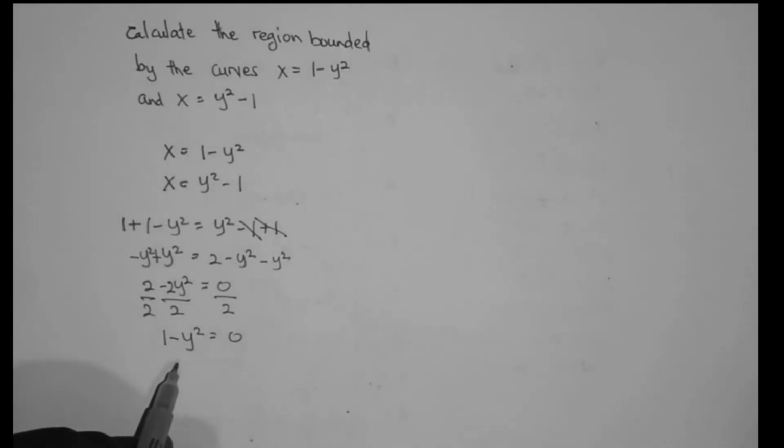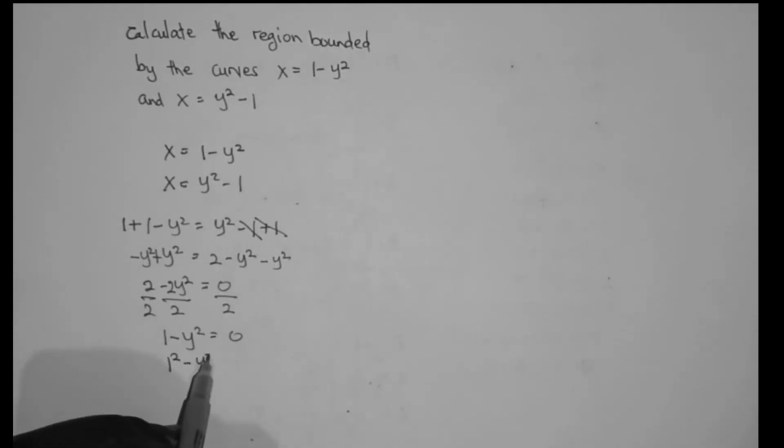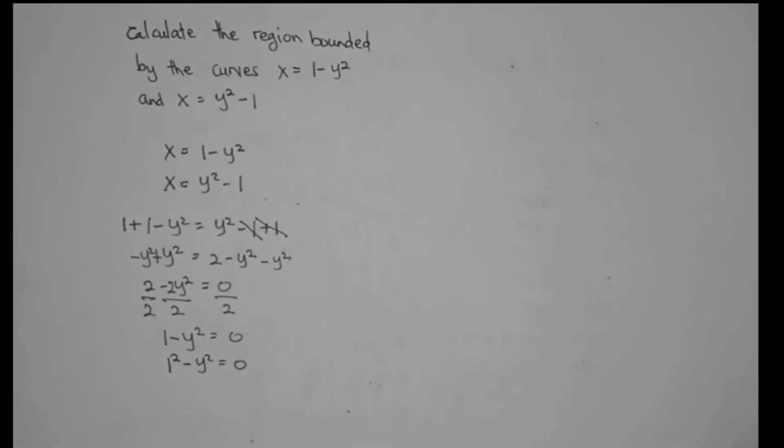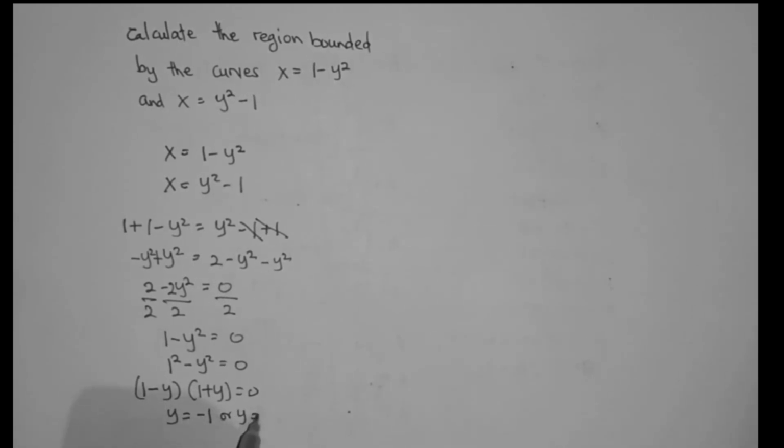So we see that this is a difference of two squares, because 1 can be written as 1 squared. So let me write it. 1 squared minus y squared is equal to 0. So we can factorize it as a difference of two squares. So this becomes 1 minus y in one bracket and 1 plus y in another bracket equals 0. So the values of y are y equals minus 1 or y equals 1.